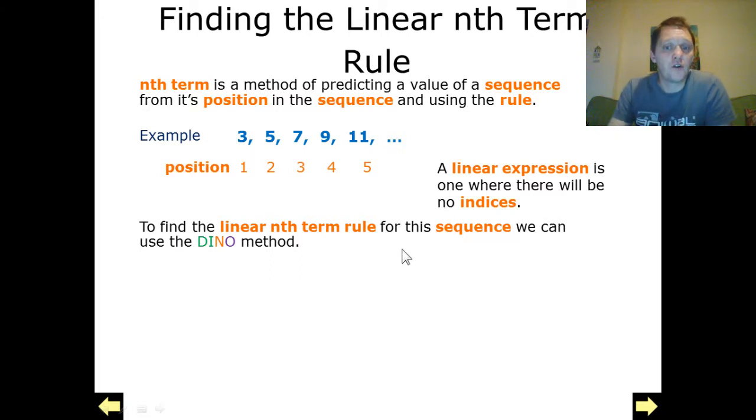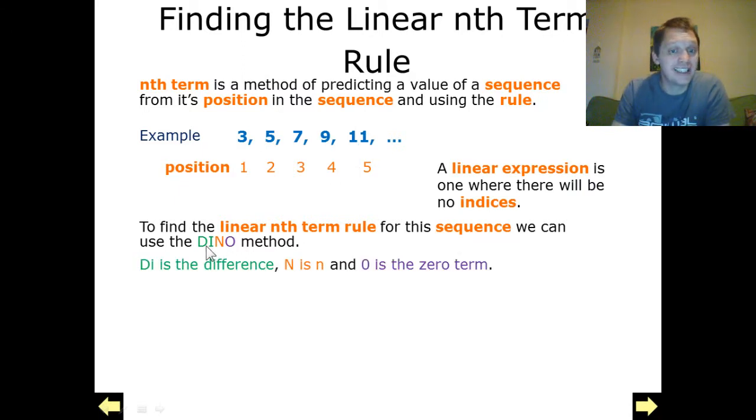So to find the linear nth term rule for this sequence here, first of all, I'm going to show it using the DiNO method, and then I'm going to show it using a more linear method. So Di here is the difference, n is just little n, and O is not O, it's actually 0. It's going to be the 0 term.